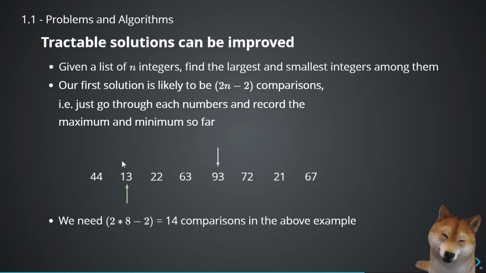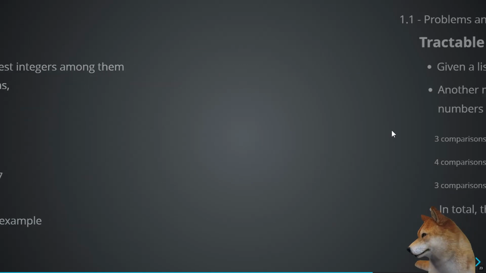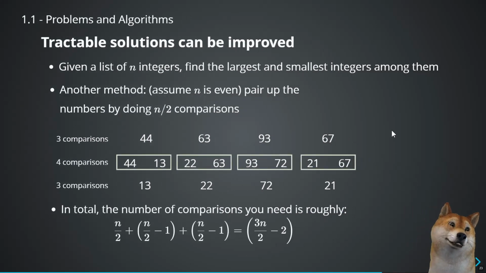Pretty simple. I'm sure you know what I'm talking about. So if you do it that way, it'll take 14 comparisons. Now, here's a trivia. Can you do better than 14 comparisons? I mean, you can pause the video and have a think about it. See if you can find a solution better than 2n minus 2. But anyway, I'm going to show you the answer now. Yes, you can. There's a better way to do it.